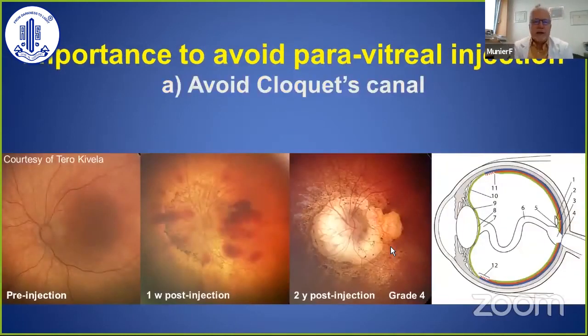And secondly, to keep the effective intravitreous concentration lower than 10 microgram per ml. So these are pictures that I owe to Tero Kivela, who treated a newborn for this papillary tumor in the macular papillary bundle, and injected in the vitreous just behind the lens, and caused this devastating necrosis of the retina just at the back of the eye. And this is because of the injection in the Cloquet's canal.